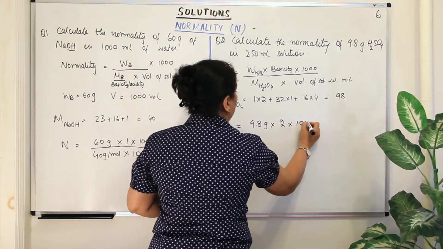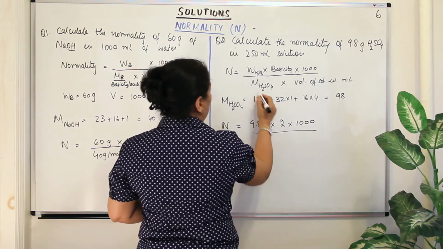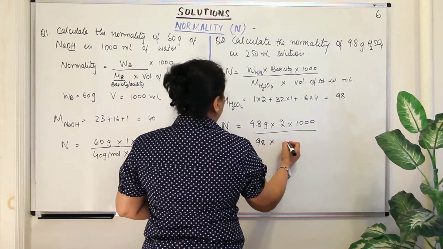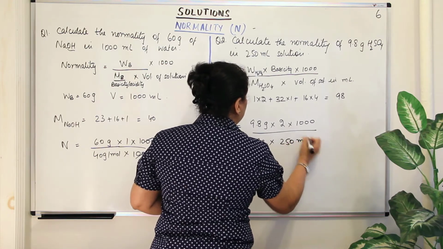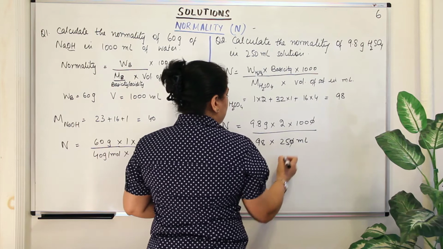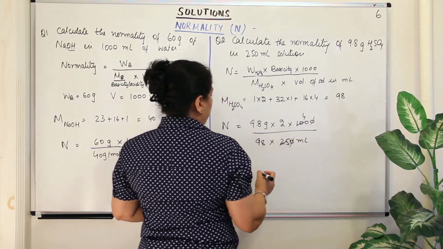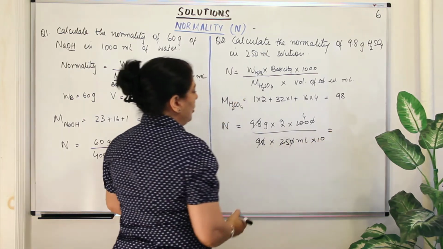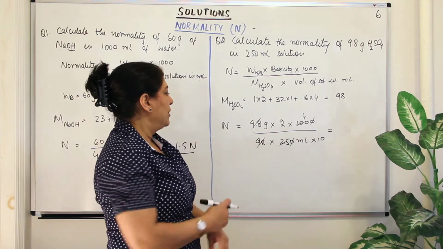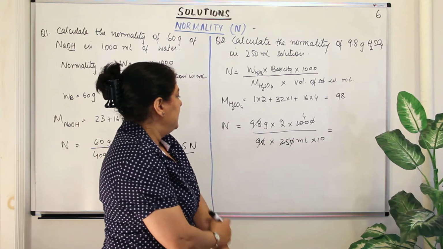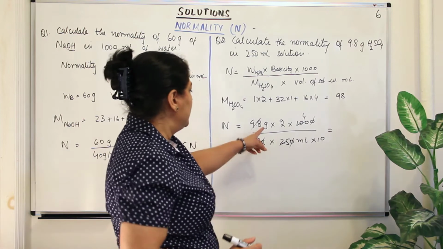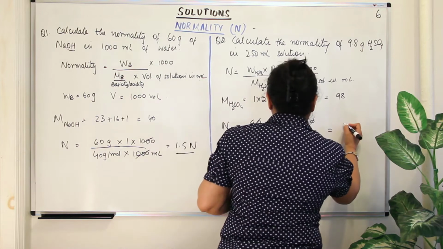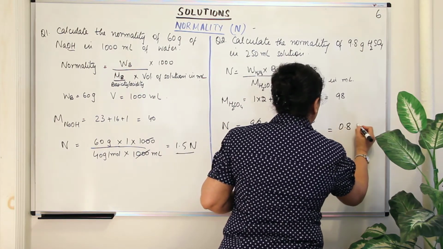2 into 1000 is the numerator, upon the molar mass, which is 98, into the volume of the solution in milliliters, given as 250 milliliters, right? So this gets cancelled, this is 4 and 9.8, this is into 10. When you solve this, you remove the decimal, you get a 10 here, and 98 and 98 get cancelled. This comes out to be equal to 2 4s are 8, 8 upon 10, which makes it 0.8 normal.